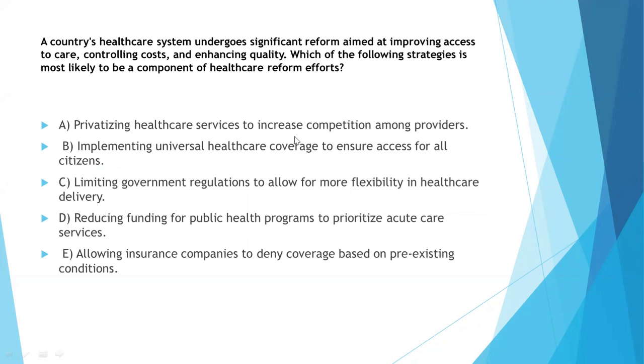Privatizing healthcare services to increase competition among providers, implementing universal healthcare coverage to ensure access for all citizens, limiting government regulations to allow for more flexibility in healthcare delivery, reducing funding for public health programs to prioritize acute care services, allowing insurance companies to deny coverage based on pre-existing conditions.